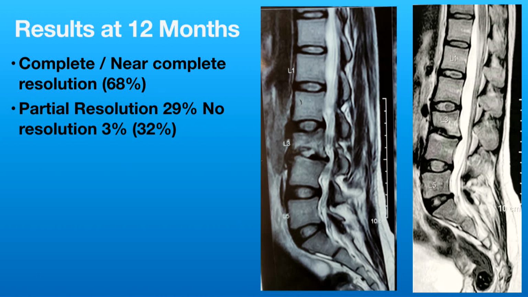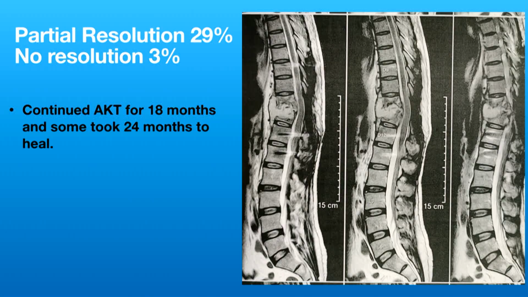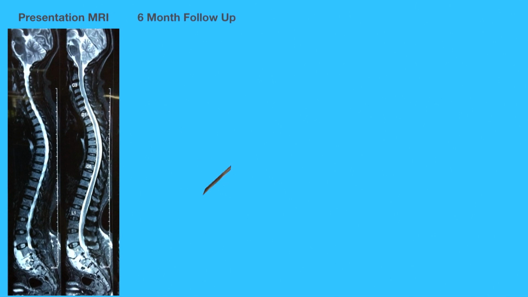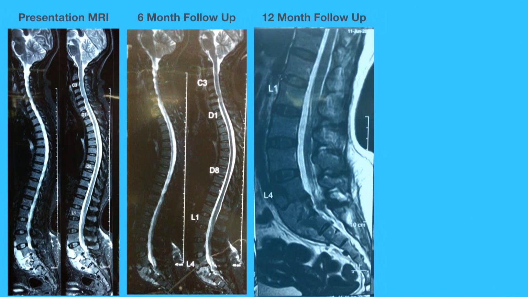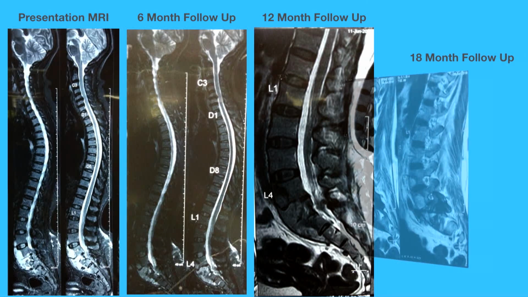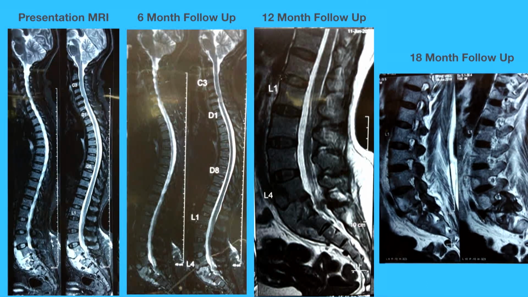At 12 months, 68% of the patients went to near complete healing, whereas 32% were still having no signs of healing. So these patients were further continued for 18 months and 24 months, where they healed. Coming to some examples, this is an MRI pre-therapy, at 6 months, 12 months and at 18 months, which showed complete resolution.